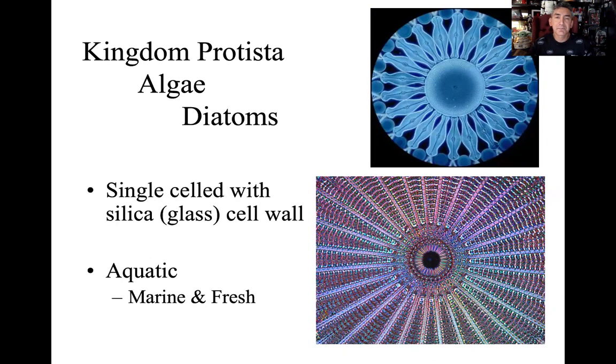So picture this: you are a single-celled photosynthetic organism swimming around in the ocean. So you're aquatic, you're marine, saltwater, freshwater, in lakes or streams or the ocean. If you're photosynthetic, you tend to be very low on the food chain, so a lot of things are able to consume you. So one strategy that these diatoms use is they make a protective cell wall.